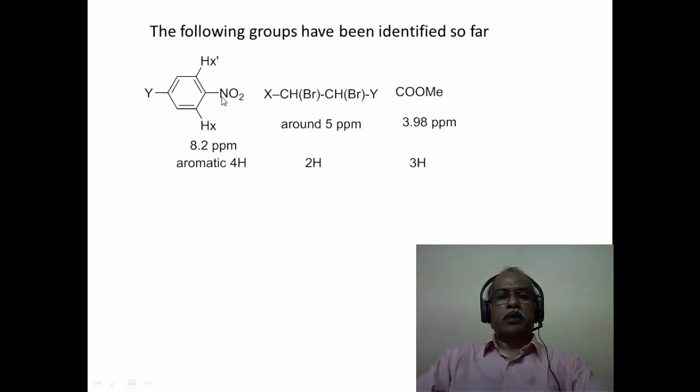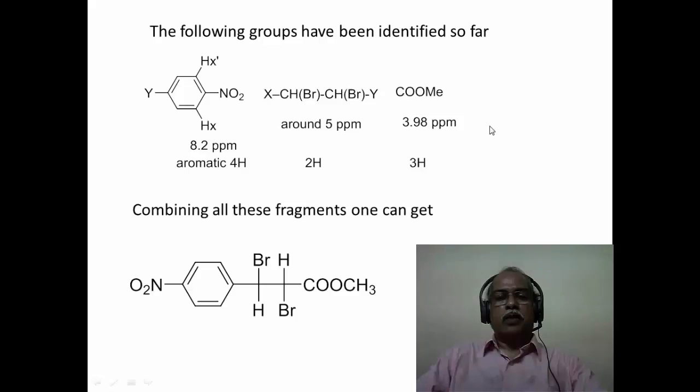You have a para-disubstituted derivative with 8.2 ppm in the aromatic, 4 hydrogen intensity, corresponding to this particular hydrogen here. Around 5 ppm you have a 2 hydrogen intensity corresponding to an AB quartet that would correspond to this fragment. Finally, a singlet at 3.98 ppm of 3 hydrogen intensity would correspond to this particular fragment. If you put all these fragments together, then you come up with the molecular structure which corresponds to this one.